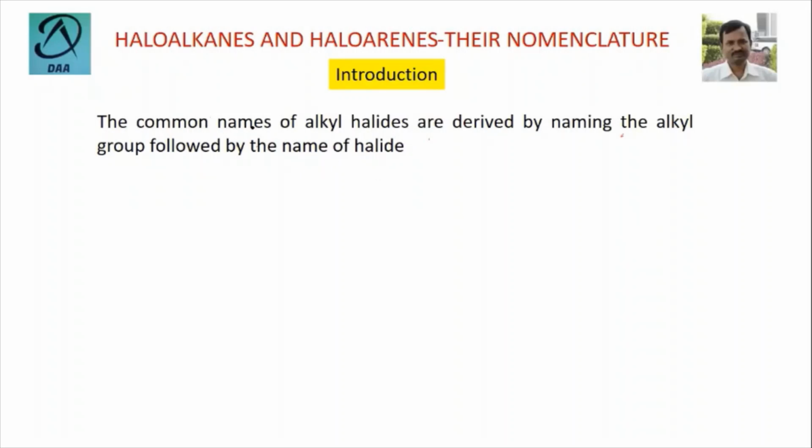Introduction. The common names of alkyl halides are derived from the name of the alkyl groups followed by the name of the halide. For example, methyl. Methyl is the group followed by the halide. That means if chlorine is there, then it is called chloride. We know its formula is CH3Cl.